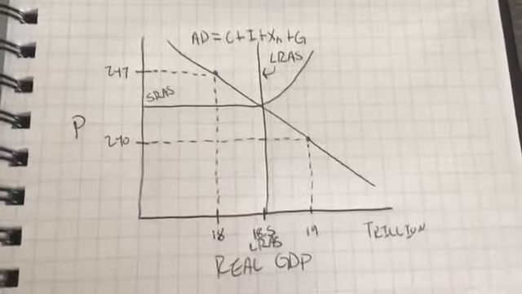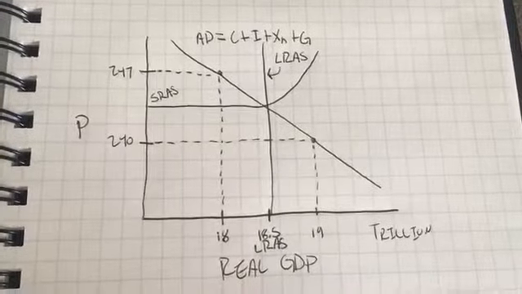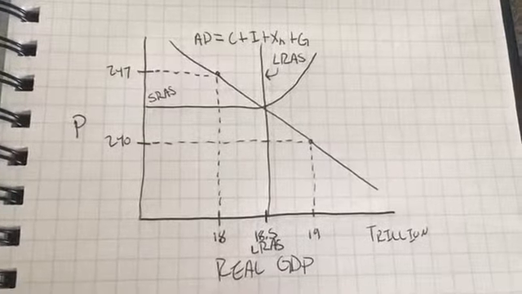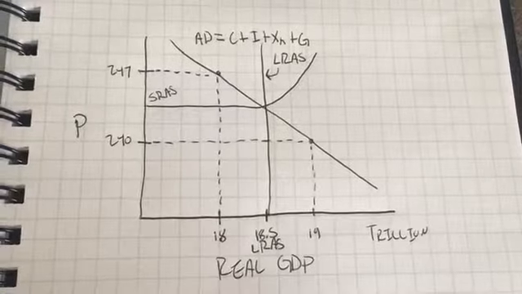An increase in exports shifts the net export function up. An increase in imports shifts the net export function down.